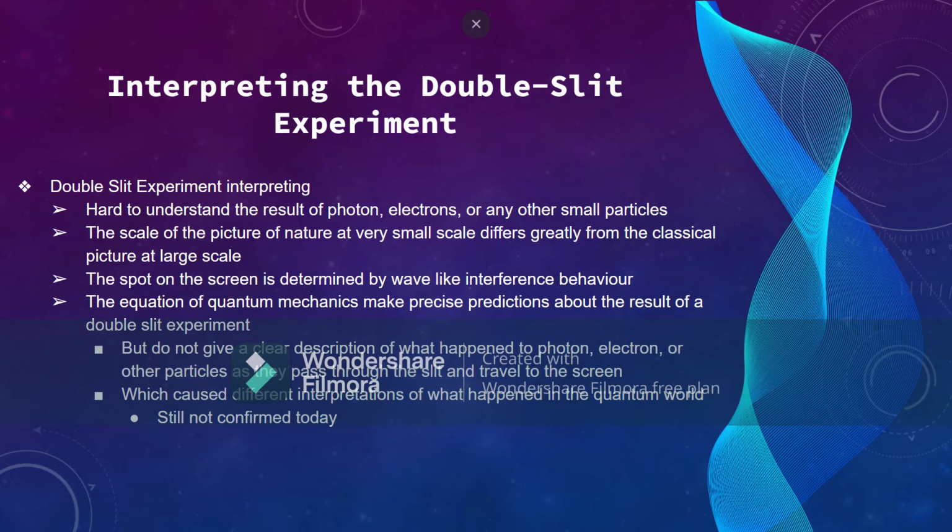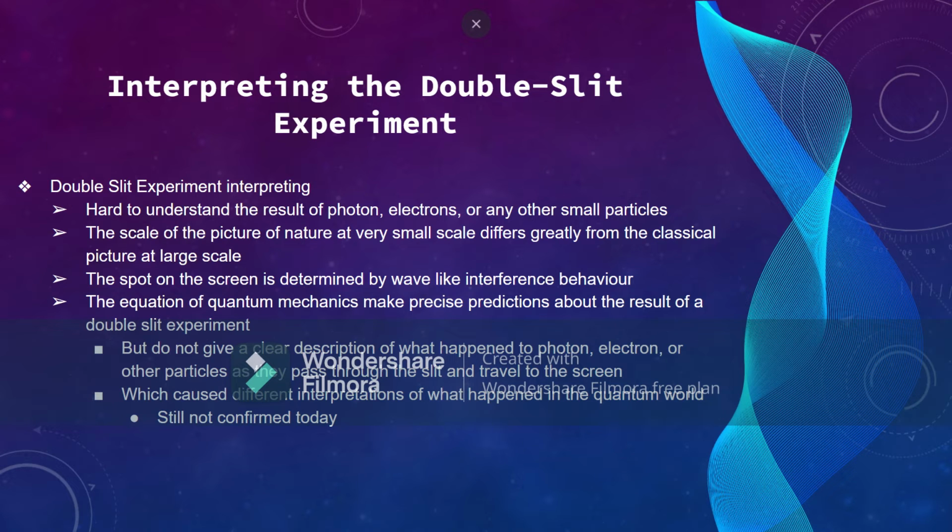Interpreting the double slit experiment. It is hard to understand the result for photons, electrons, or any other small particle. The reason for that is that the picture of nature at a very small scale differs greatly from the classical picture at large scale. The spots on the screen are determined by wave-like interference behavior.